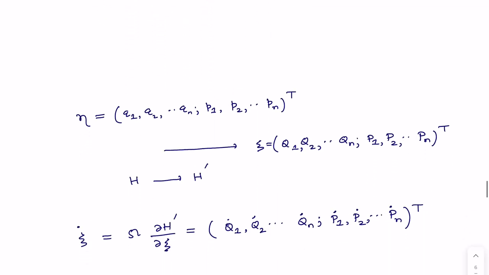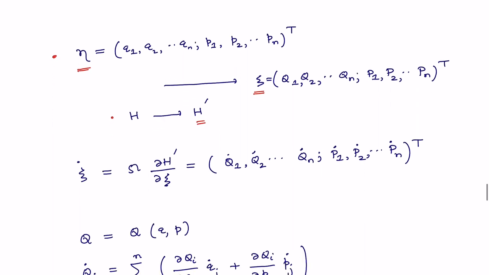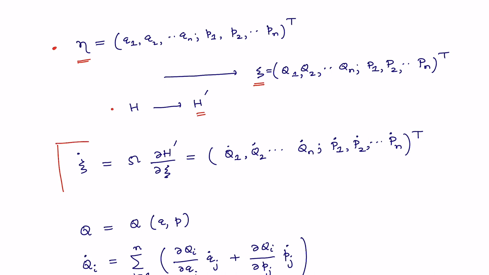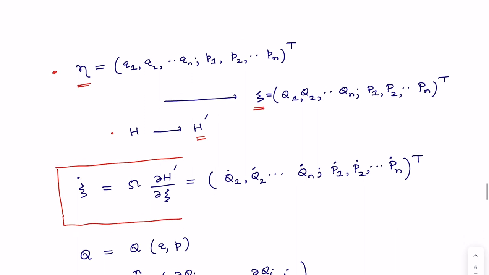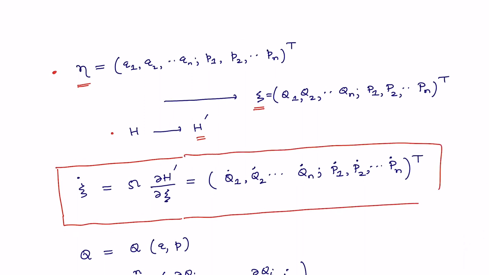So therefore, in terms of our new language, we go from eta to some new xi, defined by the set of variables. Equivalently, we are going from the Hamiltonian H to H star in the new phase space. Now this new phase space also has to obey this equation. Just a few minutes back, this equation we got, this is the form of equation we should have in the new phase space as well. And we want to make a connection between the new phase space and the old phase space, that means between xi and eta.